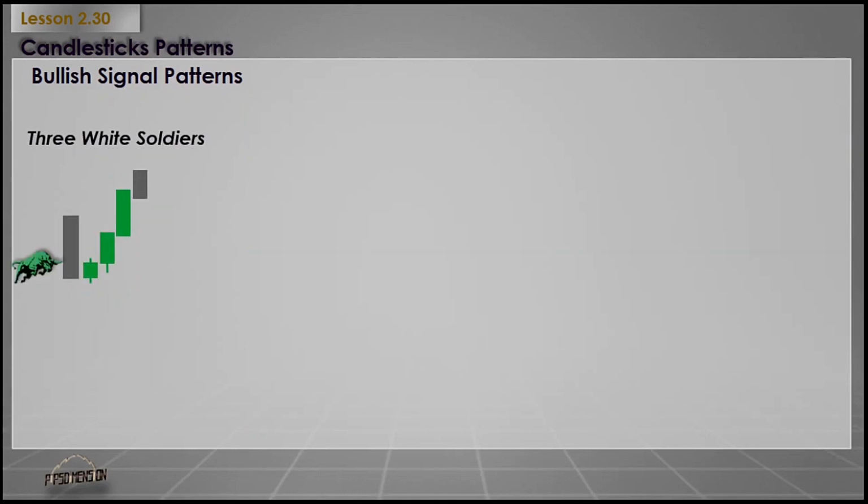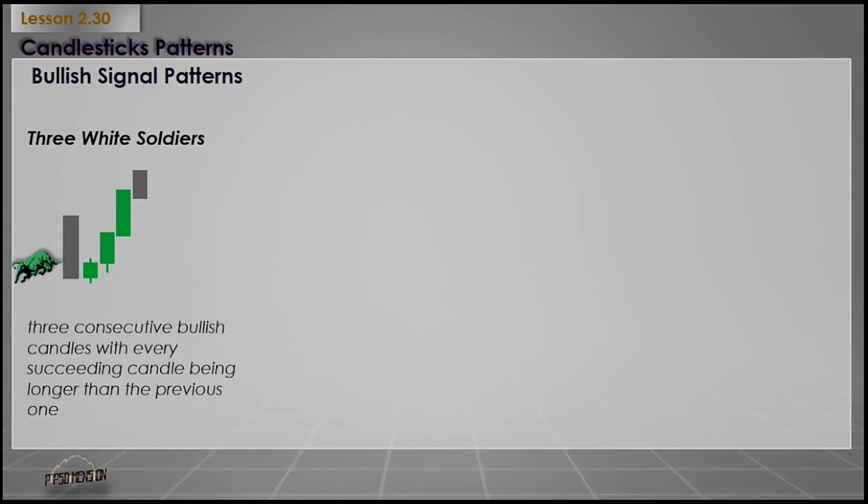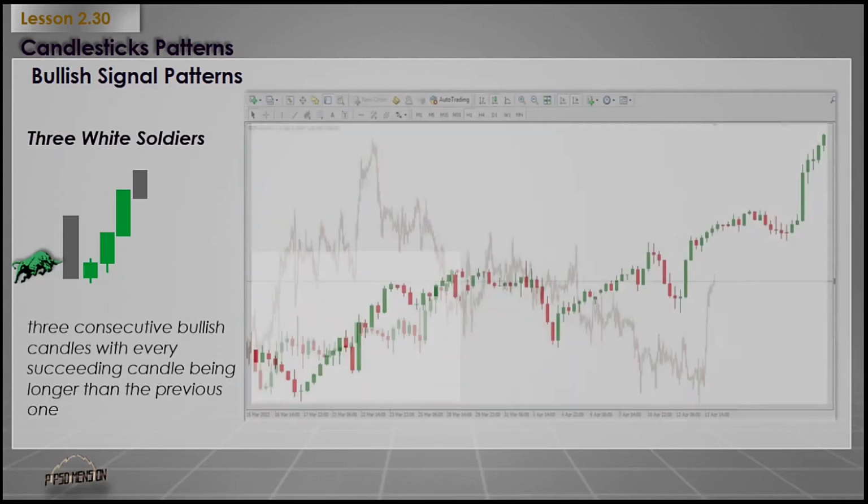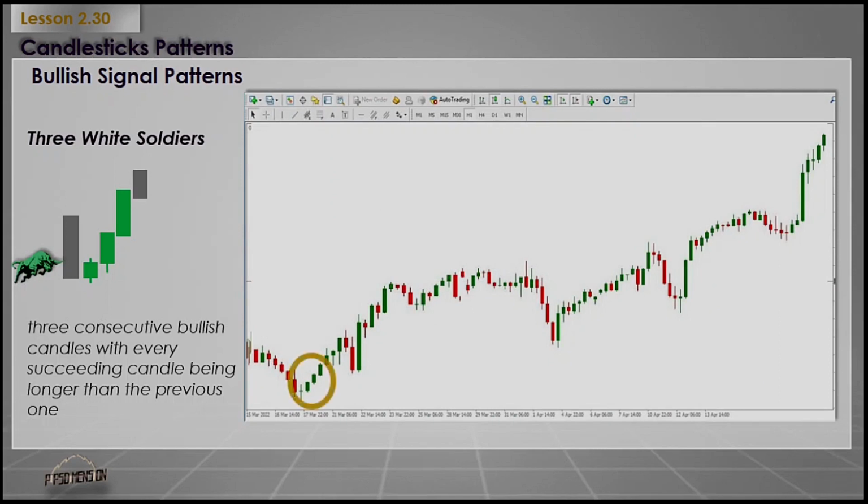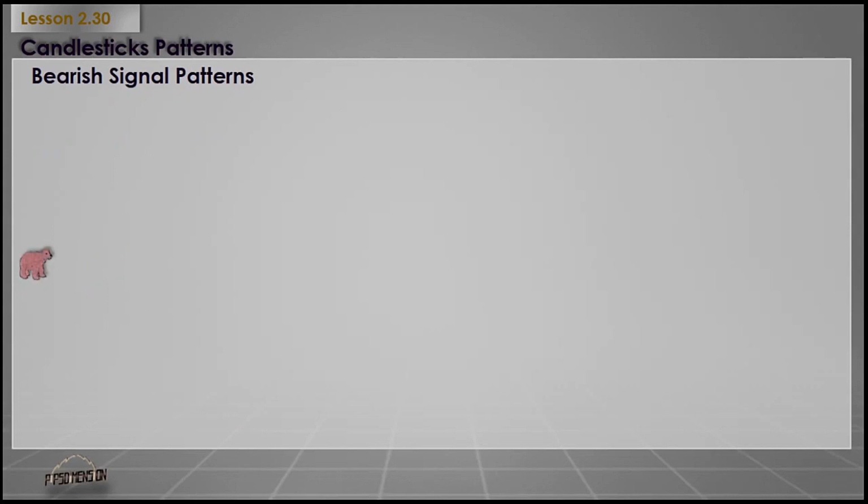The last bullish candlestick pattern I'm going to talk about is the 3 white soldiers. Here you see there are 3 consecutive bullish candles with every succeeding candle being longer than the previous one. The consecutive candle is a good signal for an uptrend, especially when this pattern is formed after a hammer or a morning star.